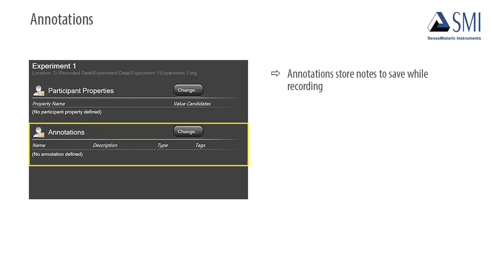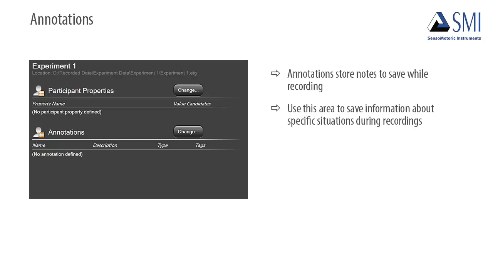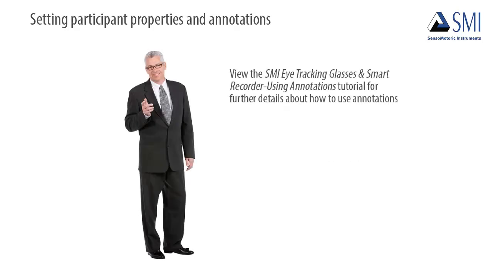Annotations allow you to store notes about specific situations during recordings. Example annotations would be: takes product from shelf, puts product in shopping cart. Select the Change button to add or modify annotations as needed. View the SMI eye tracking glasses and SmartRecorder tutorial using annotations for additional information about how to use annotations.